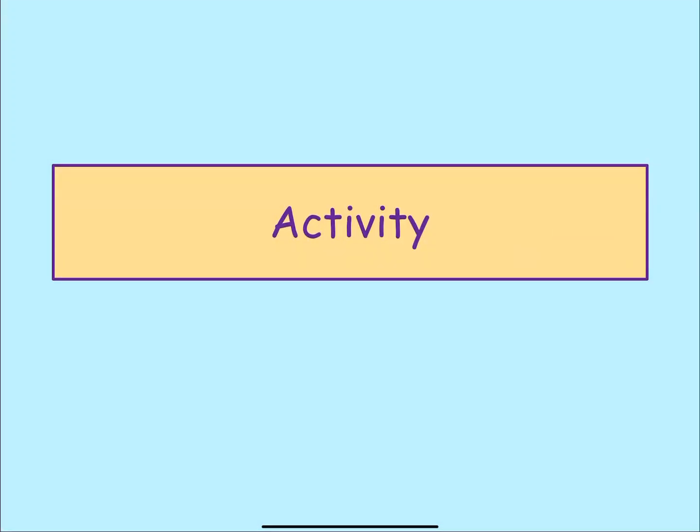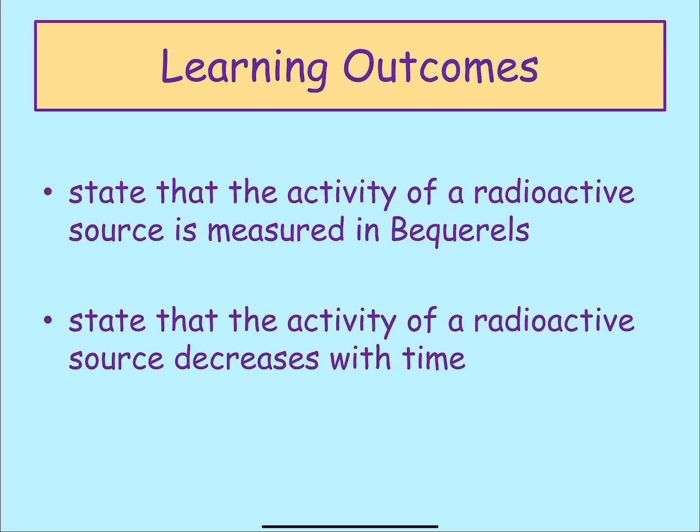Okay folks, here's lesson 3. This is going to be on activity and half-life. So by the end of this, you should be able to state that the activity is measured in something called becquerels, which has the symbol Bq. And you should be able to know that the activity of a radioactive sample source decreases with time.